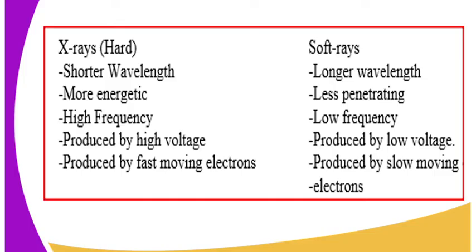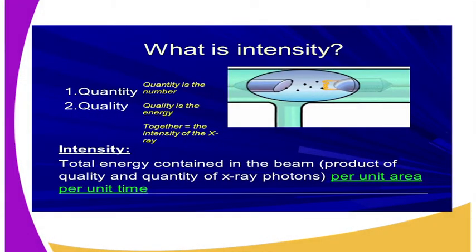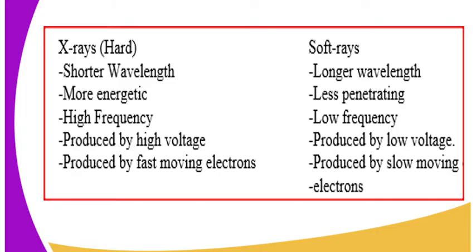Their differences. Hard X-rays have a shorter wavelength. Soft X-rays have a longer wavelength. Hard X-rays are more energetic, and the soft X-rays have less penetrative power. Hard X-rays have a high frequency, and the soft X-rays have a low frequency. The hard X-rays are produced by high voltage. The soft X-rays are produced by low voltage. And lastly, the hard X-rays are produced by fast moving electrons, and the soft X-rays are produced by slow moving electrons.